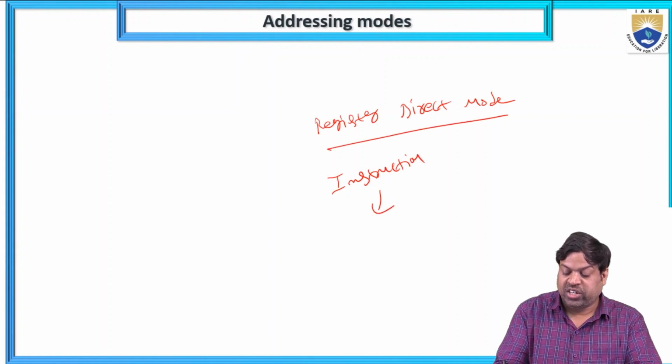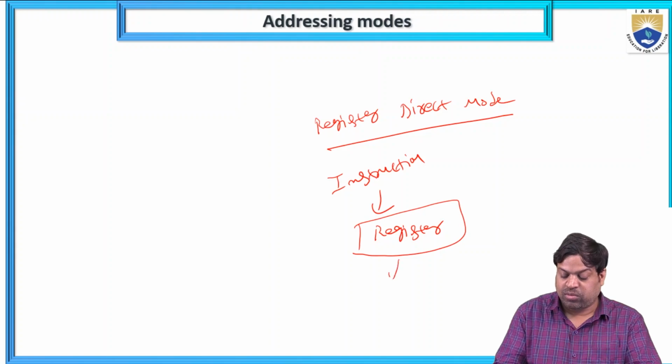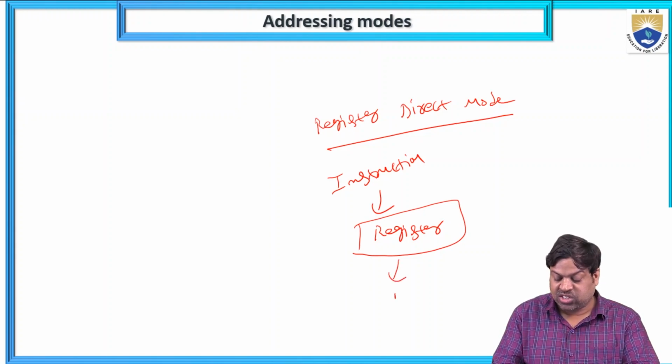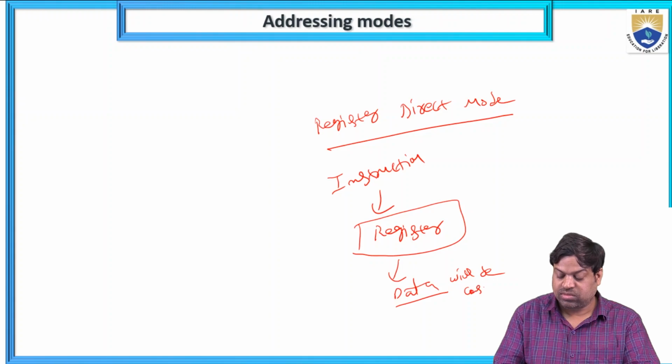That means register direct mode means any of the instruction I am taking is in the form of register. So in the register the data will be there. Okay, so instruction is a register. In the register we are considering data.